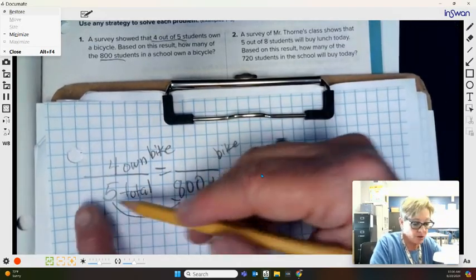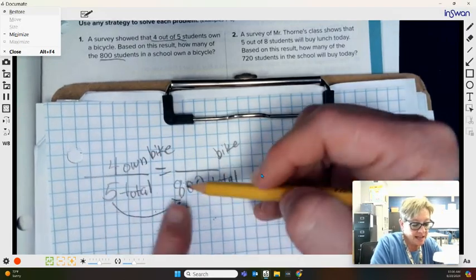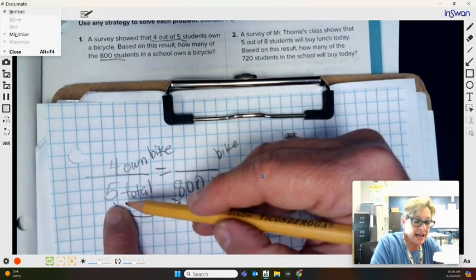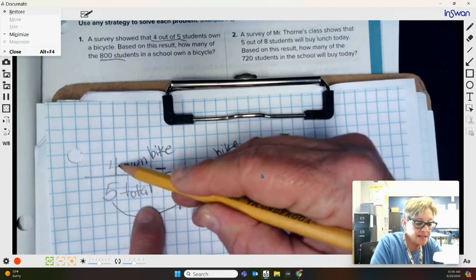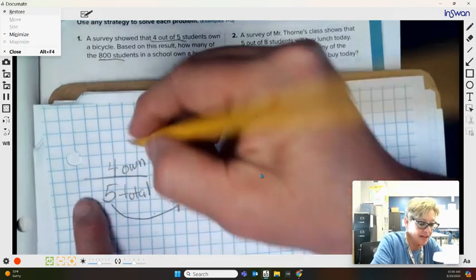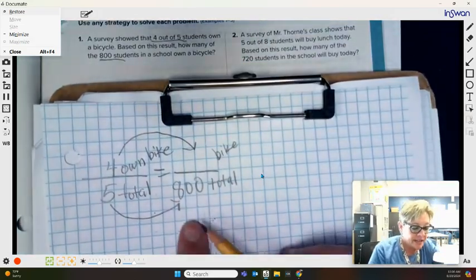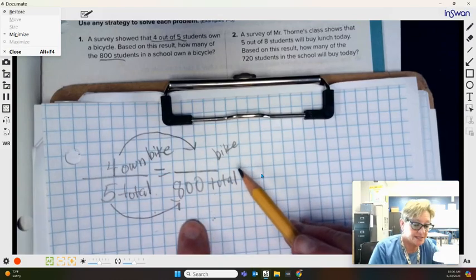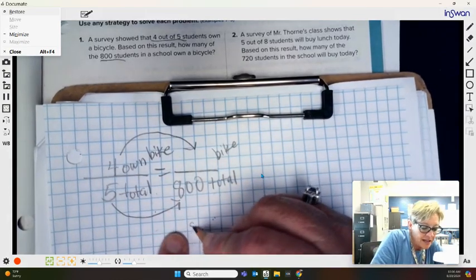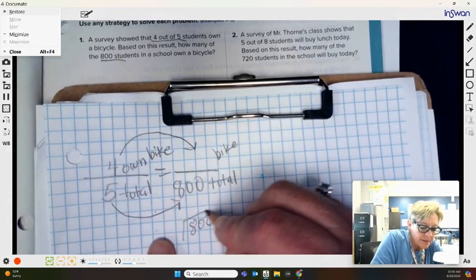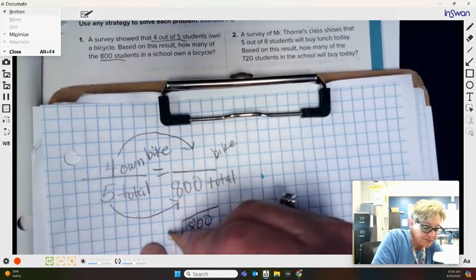So to get my multiplier, I'm going to take 800, divide it by 5, and then whatever that value is, I'm going to multiply 4 times that value to get the total number out of 800 people who own a bicycle. So to set that up, I'm just going to do 800 divided by 5.